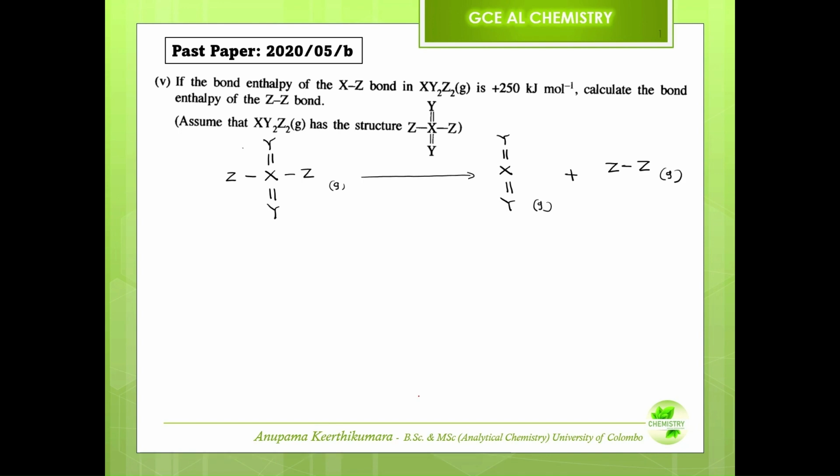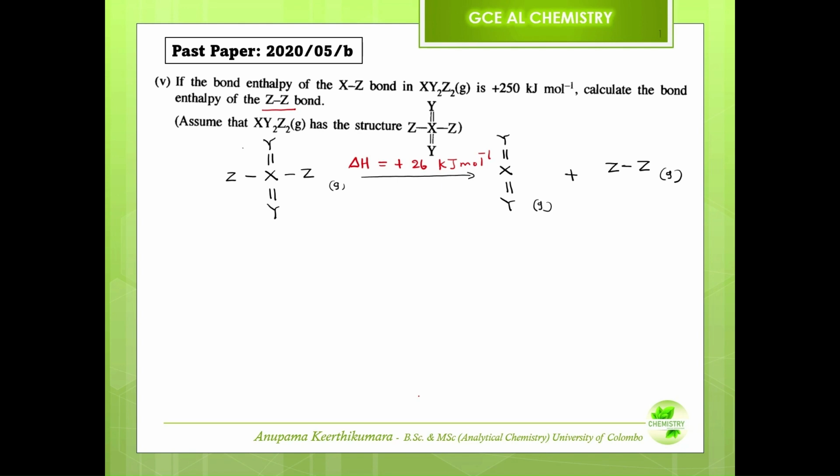Now, between the two Z atoms, there's a single covalent bond. We can assume that using the given question, it asks you the bond enthalpy of the Z-Z bond. Therefore, the covalent bond between Z-Z atoms we have to consider as a single covalent bond. We know the enthalpy change of this reaction because we have calculated it during the previous question. It's plus 26 kilojoules per mole.